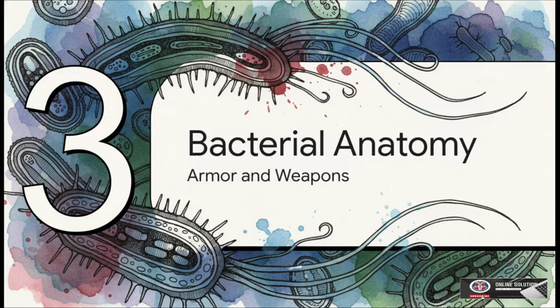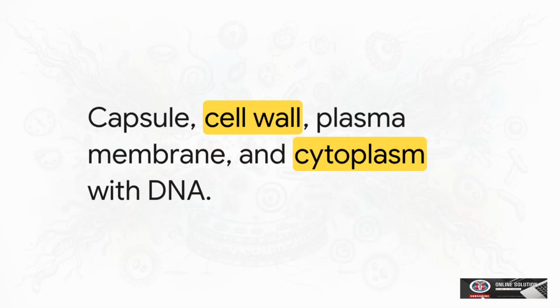Okay, let's jump to Section 3, Anatomy of a Bacterium. We're inspecting the pathogen's armor and weapons here. Now we're shifting focus from how they look to how they're built. I want you to use this mental visualization when you think of bacterial anatomy. Imagine an outermost sugar coat.